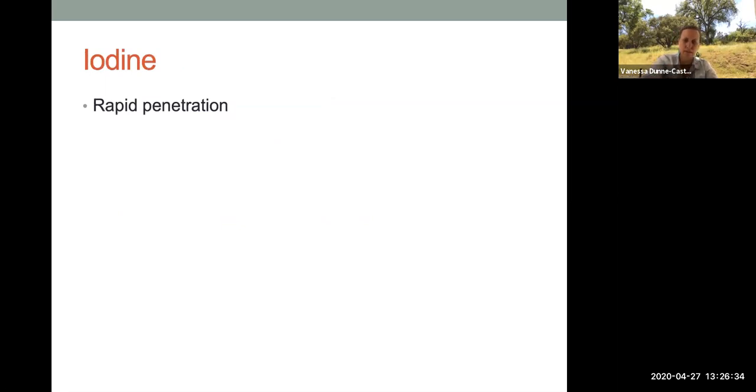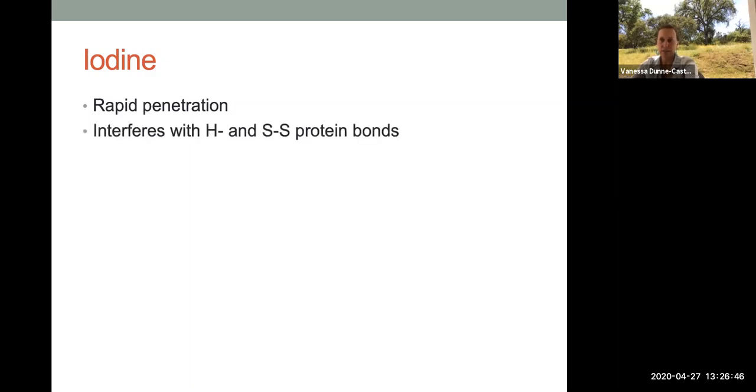Iodine is another type of chemical cleaner, right? Iodine is a really effective antimicrobial because it has rapid penetration. That means it can get through even on skin wounds. It's used very, very commonly.